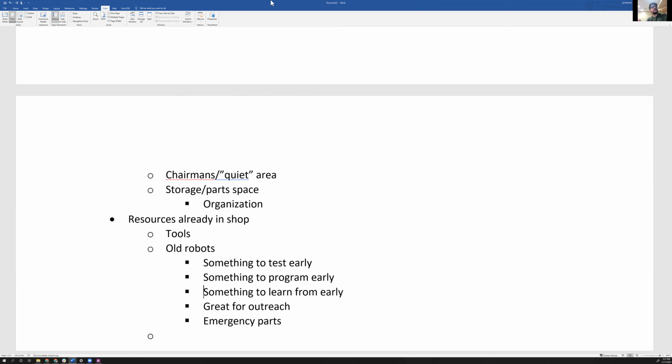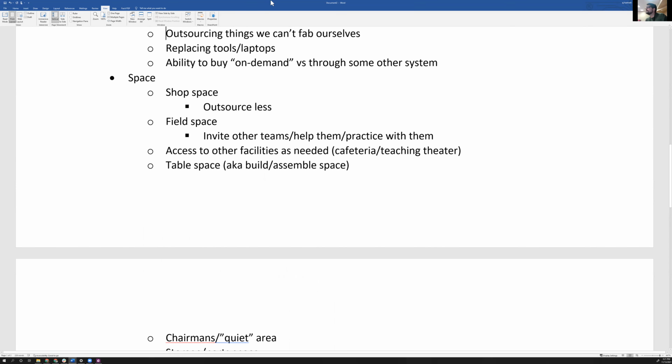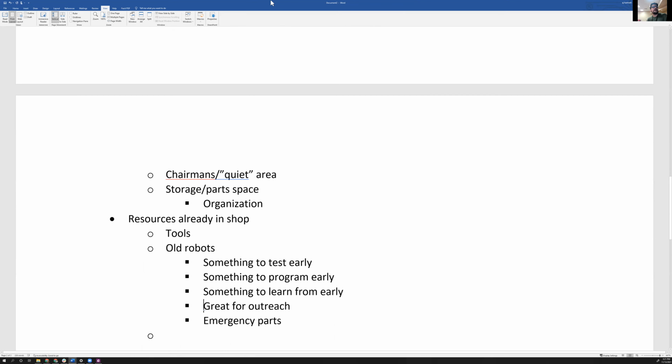You just want demos underneath outreach? I think that's what was meant, but yeah, I'll add /demos. Okay. So beyond older robots, what are some other resources already in shop to keep in mind?